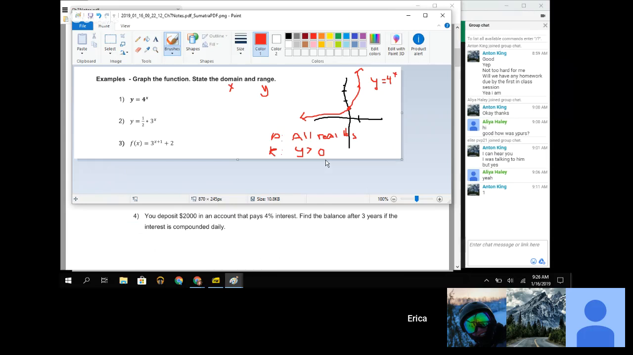Okay, so did that make sense? The domain and the range, how we got those? Because this is going to be something we're going to be doing for the next few chapters. So I want to make sure that you guys understood how I figured out what the domain and range were.